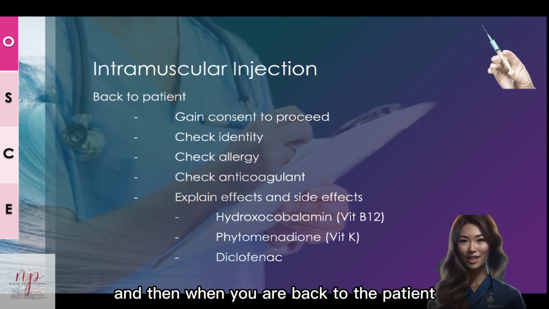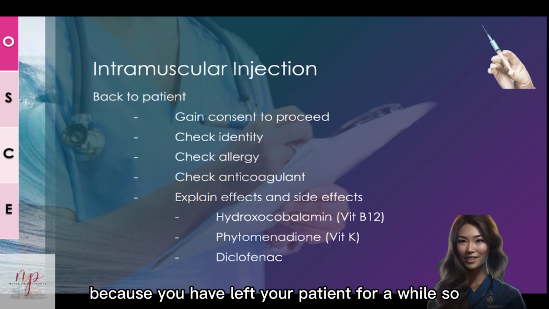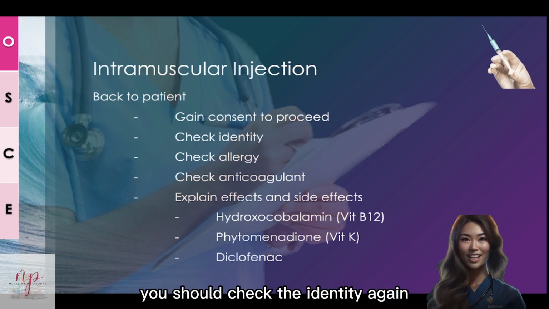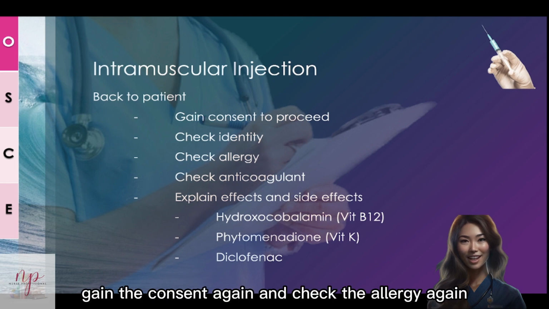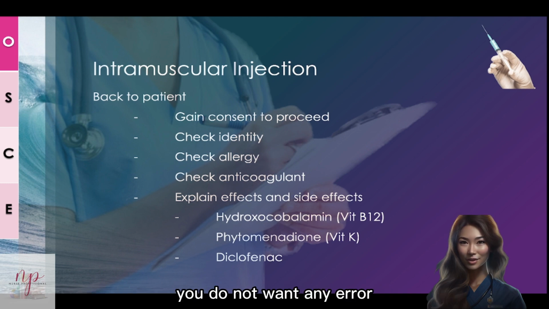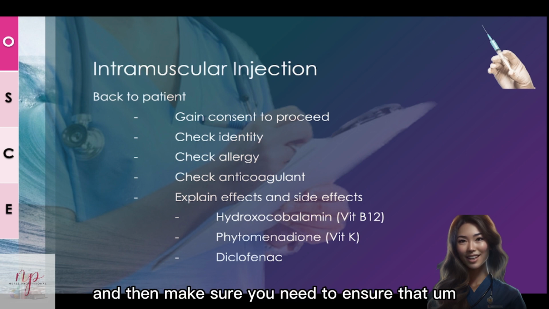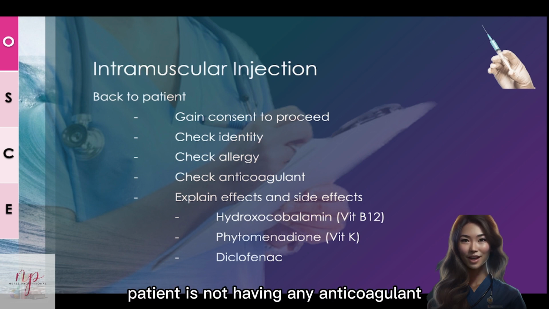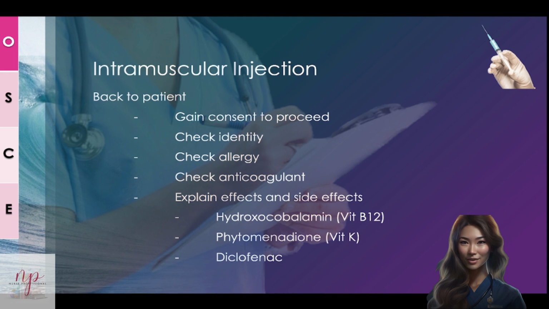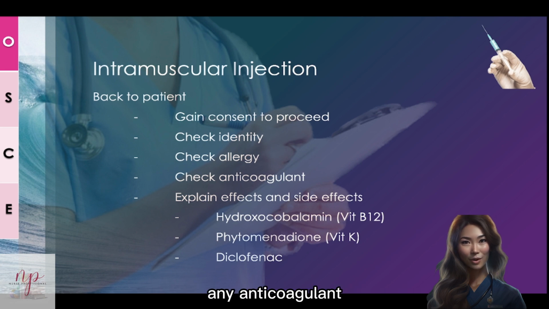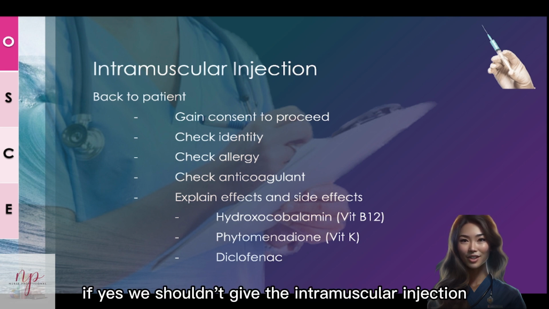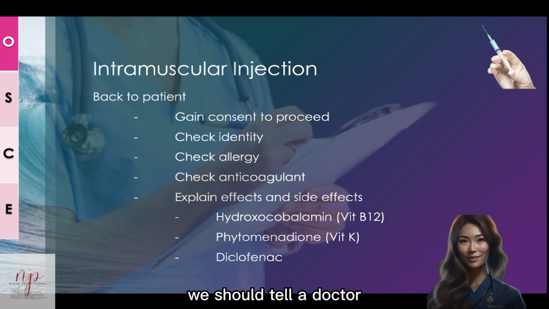And then when you're back to the patient, because you have left your patient for a while, you should check their identity again. And also you should gain the consent again and check the allergy again. You do not want any error. And then you need to ensure that the patient is not having any anticoagulant. Although this point is not mentioned in the marking scheme version 1.9, for intramuscular injection we should check if the patient is having any anticoagulants. If yes, we shouldn't give the intramuscular injection. We should tell the doctor, alright?